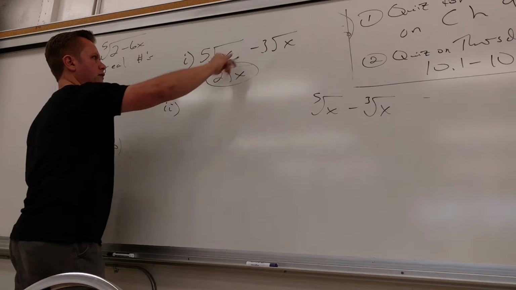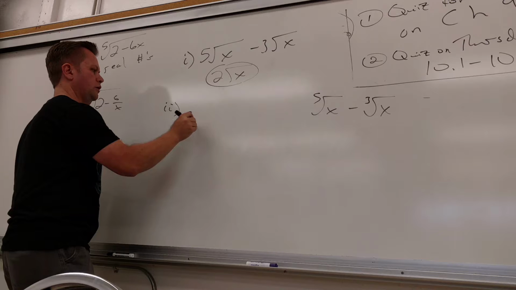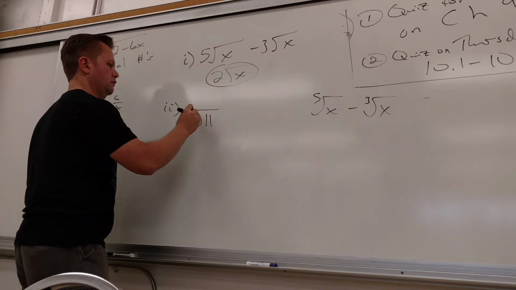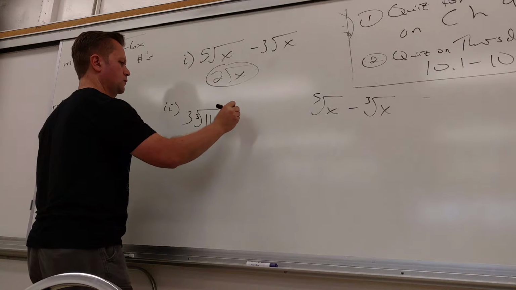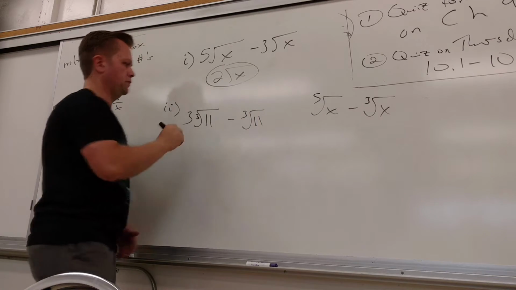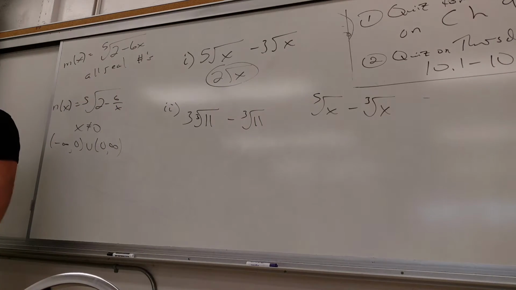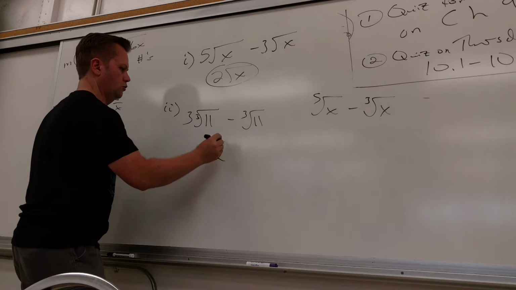So let me make sure. 3 cube root of 11 minus cube root of 11, what would that be? 2 cube root of 11.